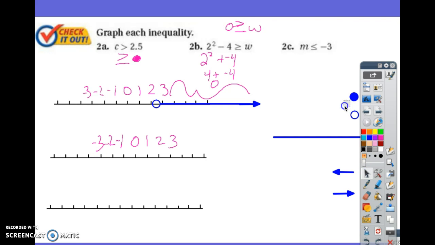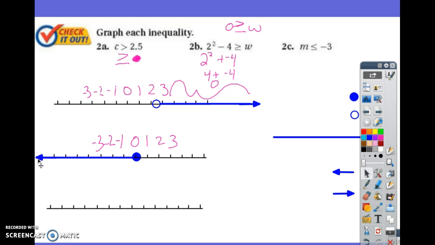In this case, we do have the greater than or equal to sign, so we are going to have a full circle, and it's on 0. Here we have 0 is greater than or equal to W. So that means W is going to be all values to the left. And we have our arrow going in this direction, and voila.